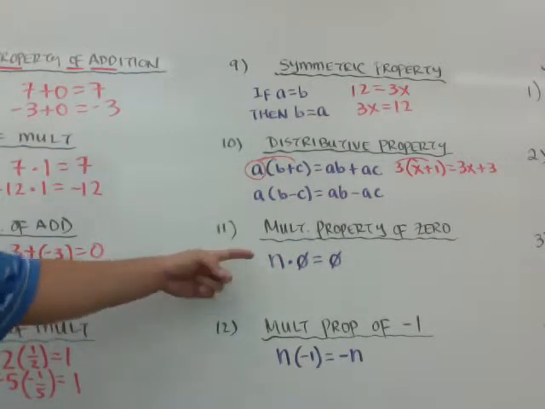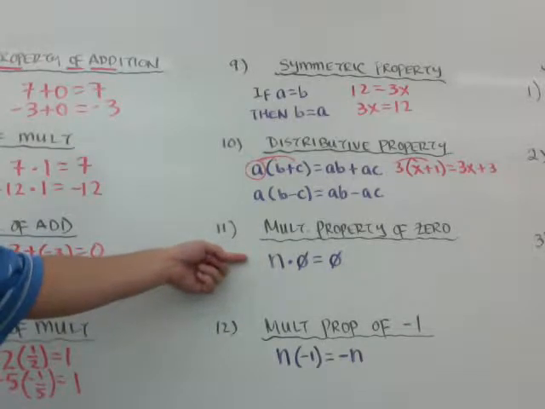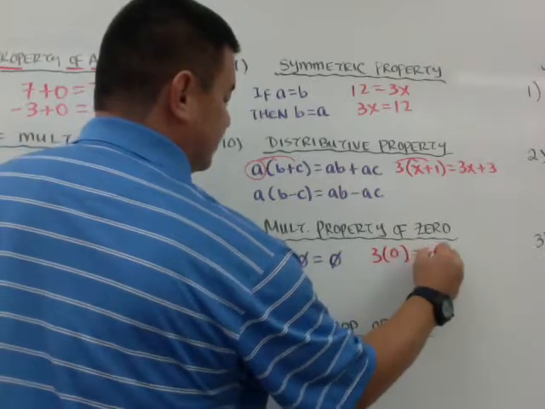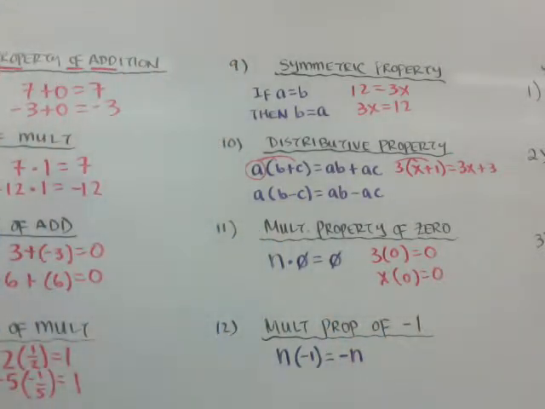Multiplication property of 0, we're going to have this a few more times again. I did this in the last section, but anything times 0 is equal to 0. So if I had 3 times 0, it equals 0. If I had x times 0, it equals 0. So even a variable times 0 is going to equal 0.